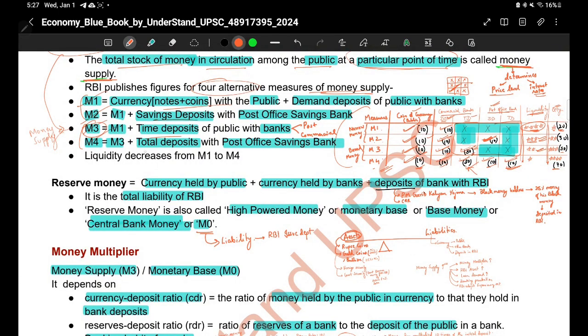M1 M2 M3 M4 is written there. Okay. Then liquidity increase from M1 to M4 we saw here. M1 to M4, liquidity decreases, not increases, decreases.